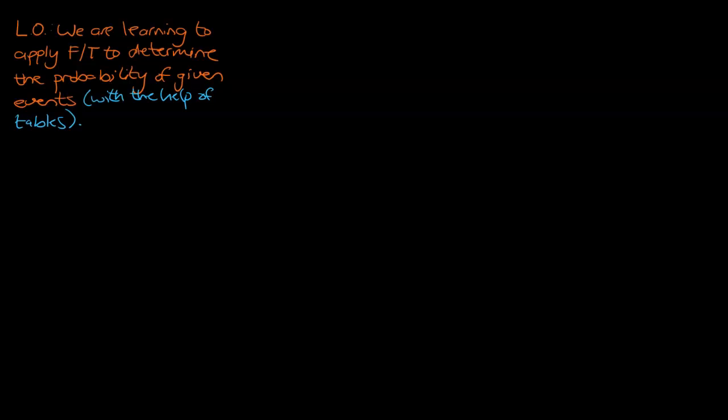We are continuing to learn how to apply F over T to determine the probability of given events. And today we're going to have the help of tables, and I'll show us what I mean by that a little bit later on. So the first thing we're going to have a look at is the scenario.